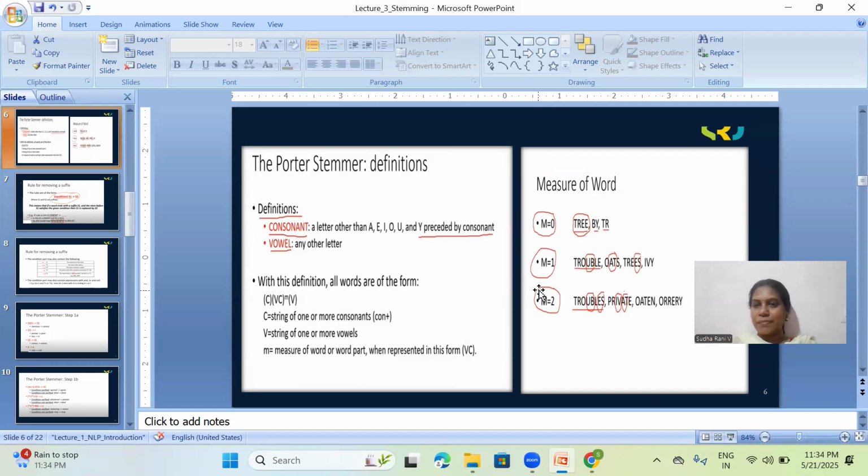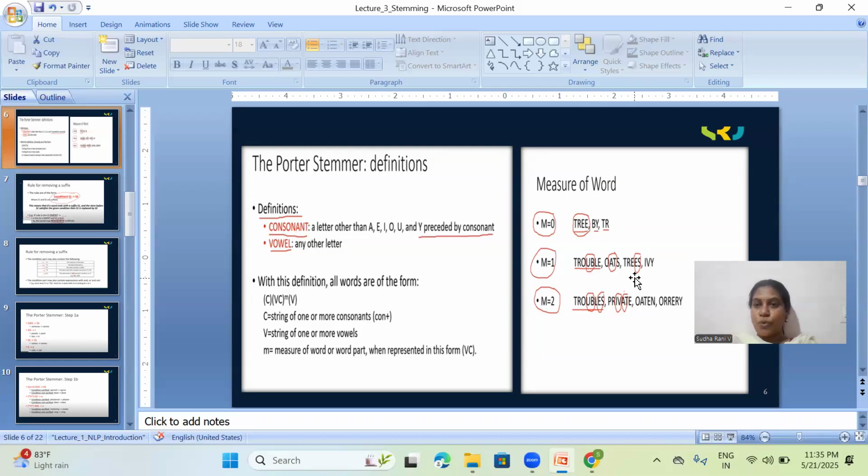But in the second example we have M equal to 1. Why? Because in the word trouble we see U, B. U is a vowel and B is a consonant. So we get the VC form and M equal to 1 in the word trouble, where we have the combination of a vowel and a consonant.